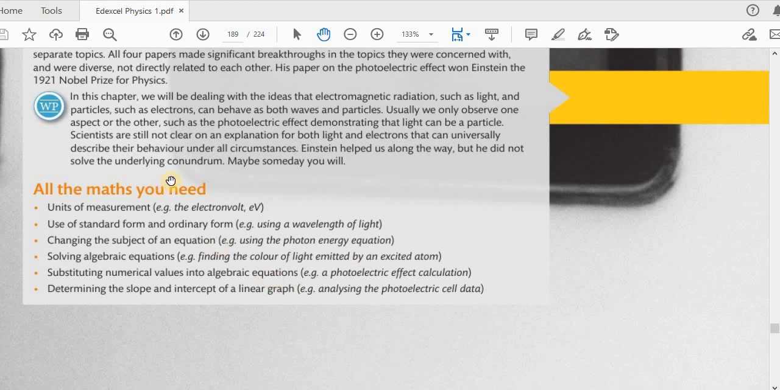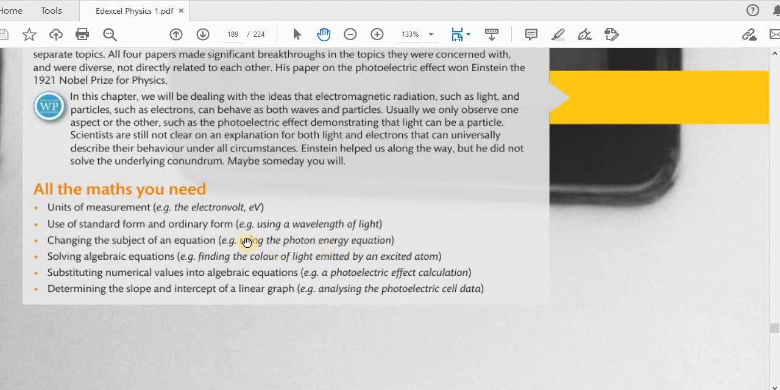And by the way, to answer the questions or to understand this chapter well, this is the math that you need. The electron volt, we will also see what the electron volt is and its units, how to convert from electron volts to joules, and joules to electron volts. You would have already learned that previously as well.